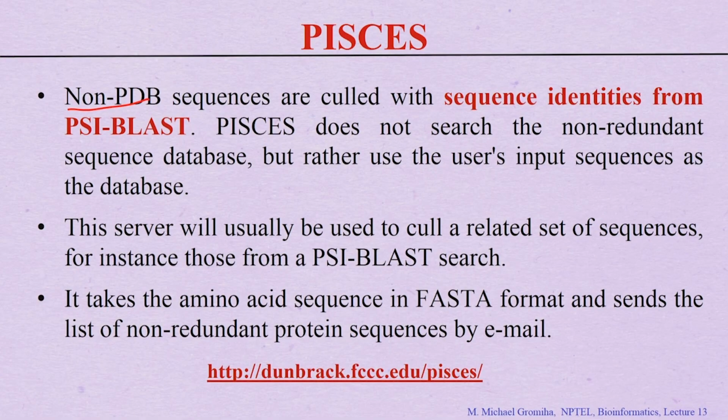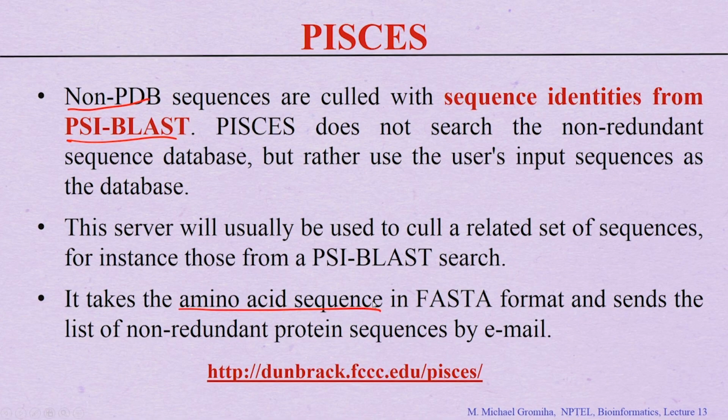If they do not have PDB entries, for example non-PDB, then they get the sequence identity only from PSI-BLAST, because the structures are not known. So they use these PSI-BLAST sequences, find the homologous sequences, and this gives you the values and the non-redundant sequences using only the sequence information. You can use this to cull any protein sequences at various ranges of sequence identity. So what is the input for this PISCES server? It takes an amino acid sequence in FASTA format as the input and then gives the non-redundant sequences. So this is the web server.